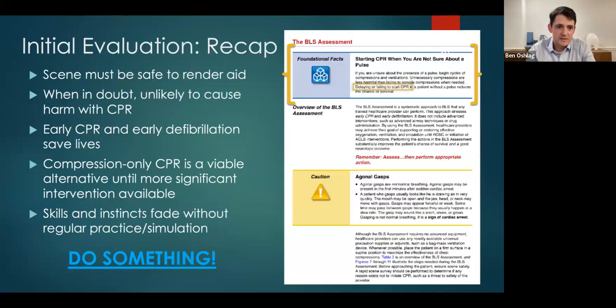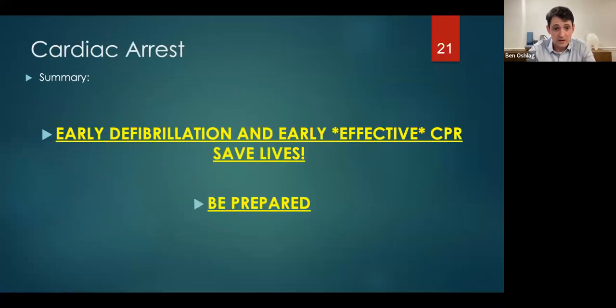Again, just to recap, scene has to be safe. If you're in doubt, you're unlikely to cause harm with CPR. Delaying or failing to start CPR in a patient without a pulse will reduce the chance of survival. Early CPR and early defibrillation save lives. Compression-only CPR is a viable alternative if you don't have enough help, and your skills and your instincts will fade without regular practice and simulation. So do something, practice it. If in doubt, do CPR, put the AED on. It won't let you shock if it doesn't need a shock. And early defibrillation and early effective CPR save lives.